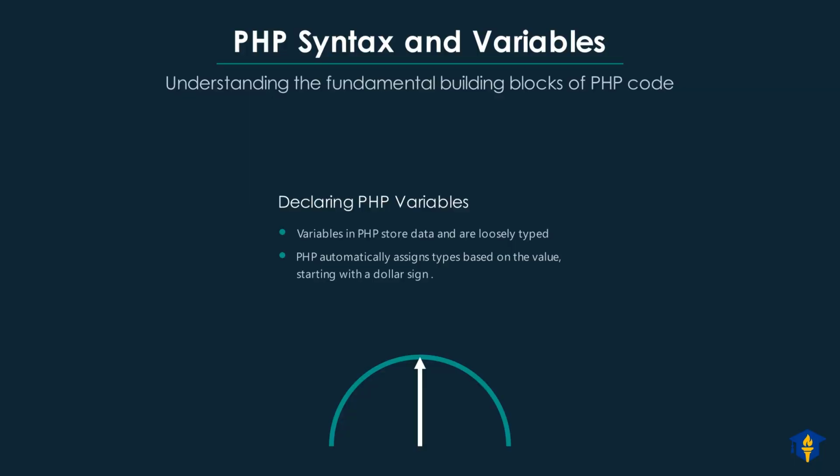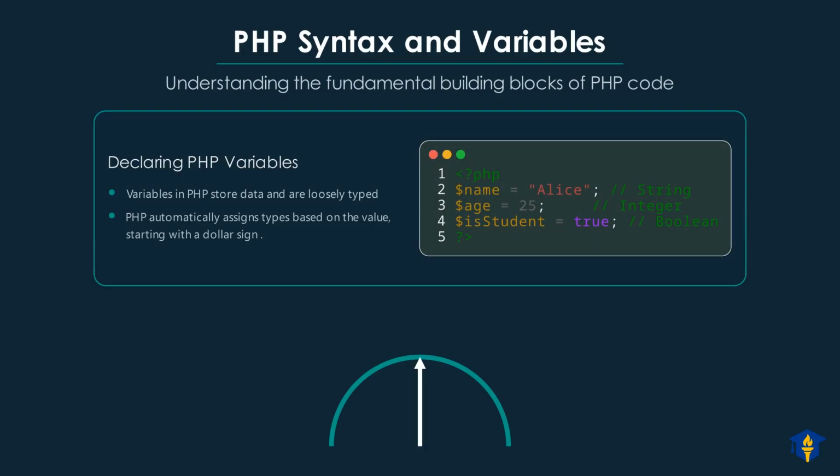Next, let's explore how to declare and utilize variables within your PHP scripts. PHP variables store data and are loosely typed, meaning PHP automatically assigns types based on their values, always beginning with a $ sign. Here, you see examples of declaring string, integer, and boolean variables in PHP, each starting with a $ sign.